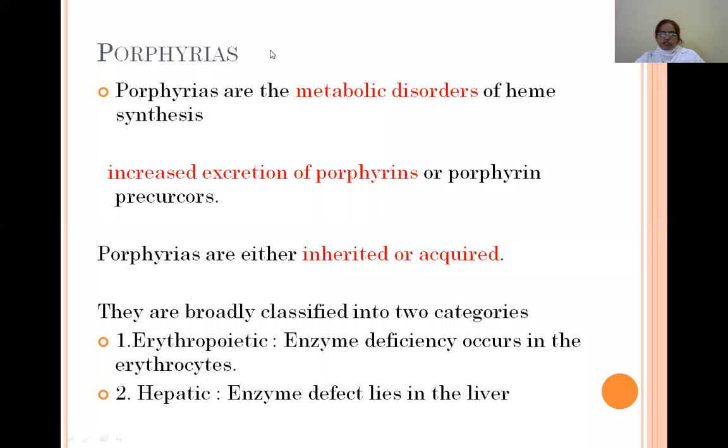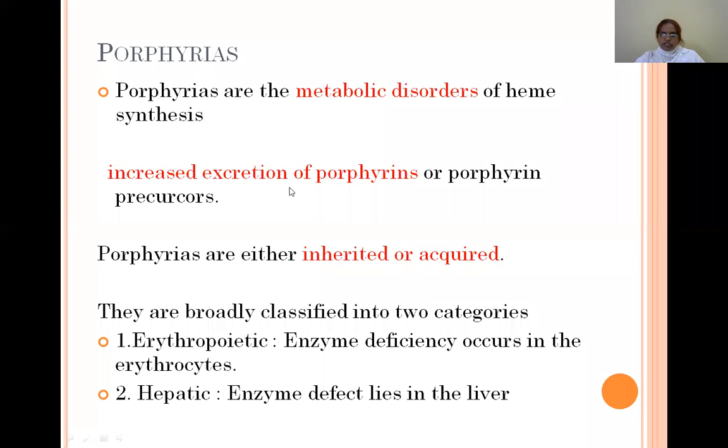Now see the porphyrias. You should know the difference between porphyrias and porphyrins. Porphyrias are the disease. Porphyrin is a chemical compound. Porphyrias are the metabolic disorders of the heme synthesis, that is, the abnormalities of the heme synthesis.